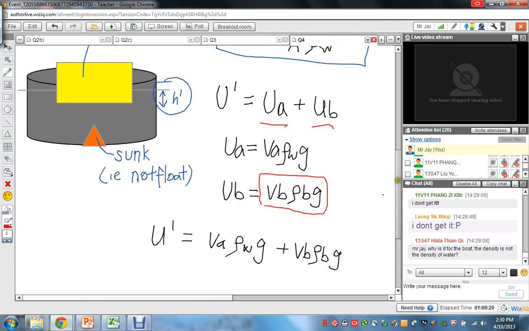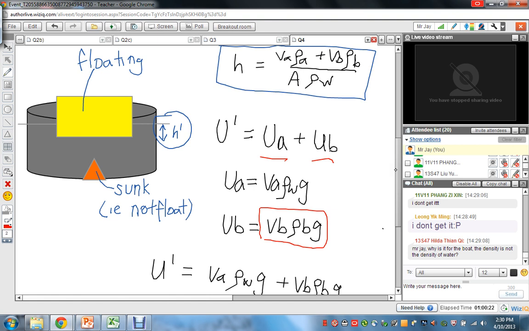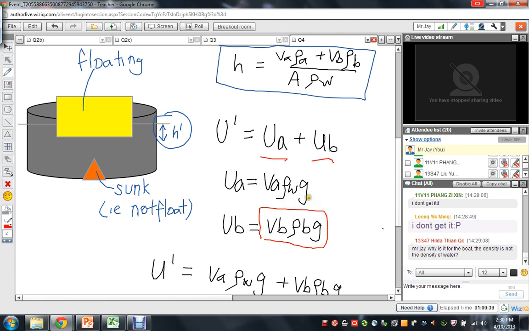So for part B, the anchor has sunk to the bottom. So I'm not using the special case. I'm just using the general equation that upthrust is equal to the volume of the fluid displaced. Since the anchor is completely submerged, the amount of water displaced is just the volume that the anchor occupies. So it's the volume of the anchor times the density of the water times g.